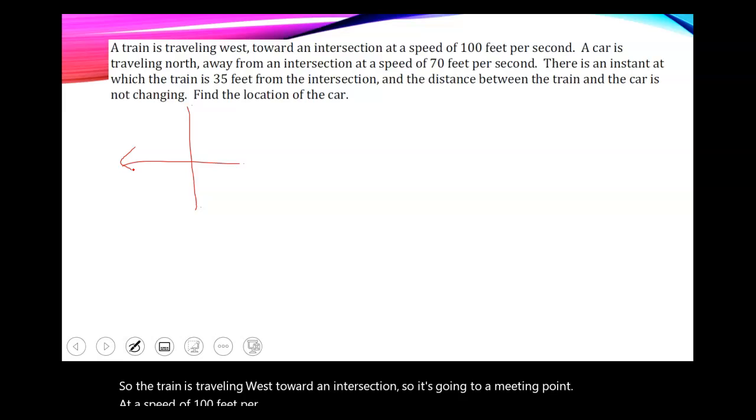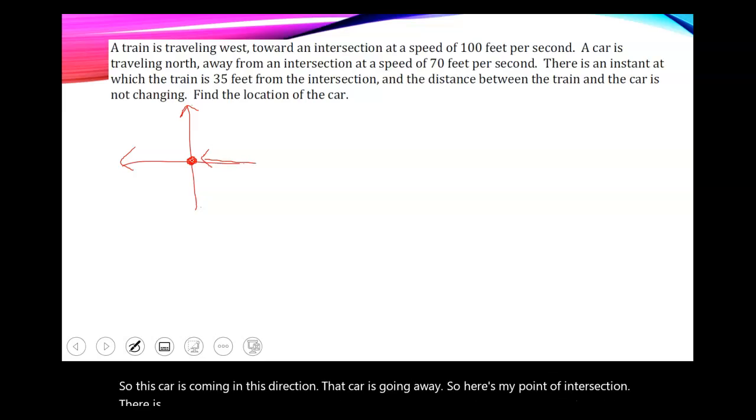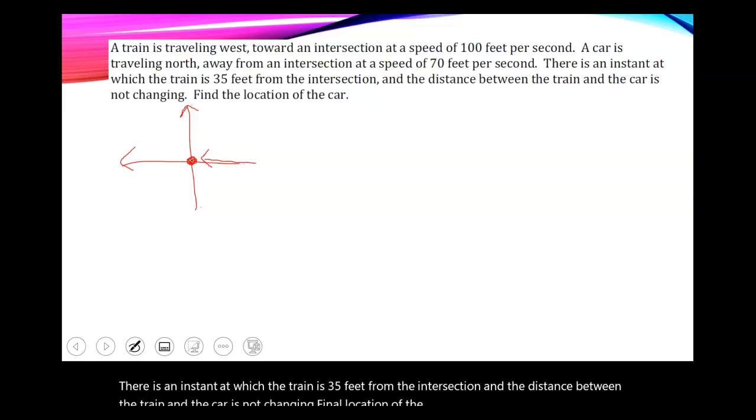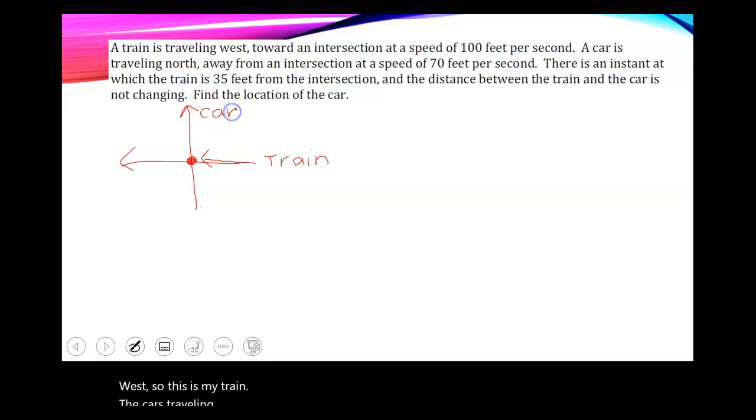A car is traveling north away from an intersection. So this car is coming in this direction, that car is going away. So here's my point of intersection. There is an instant at which the train is 35 feet from the intersection, and the distance between the train and the car is not changing. Find the location of the car. So again, the train is traveling west, so this is my train. The car is traveling north, so there's my car.